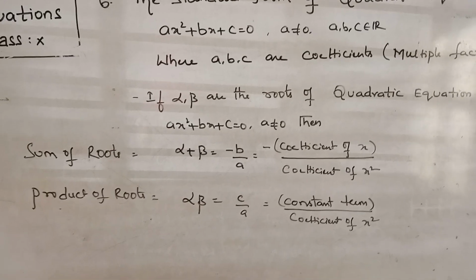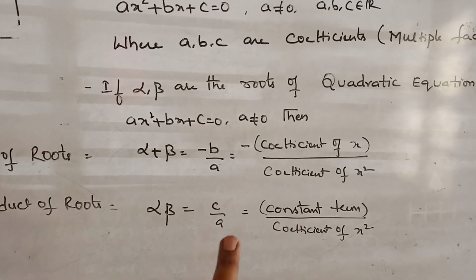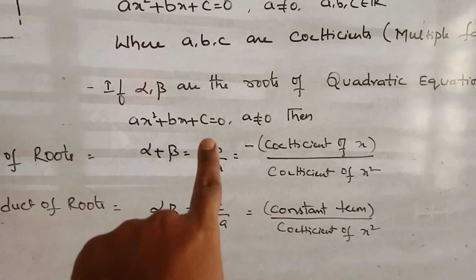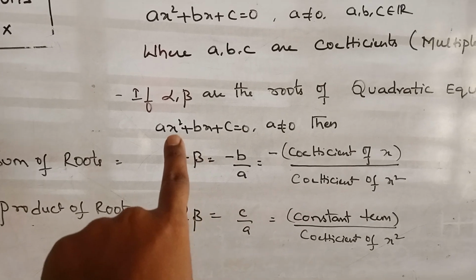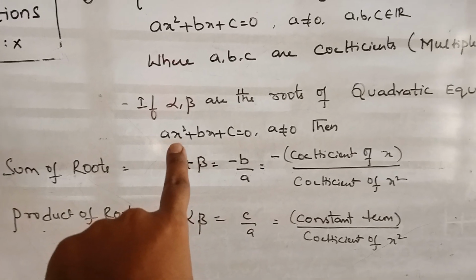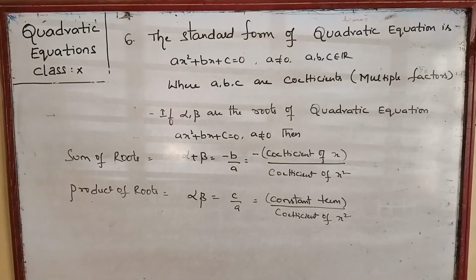but the sum of roots. Product of roots is denoted by alpha beta, that is c by a, where c is nothing but the constant term, that is the c value from the quadratic equation, and the coefficient of x square, that is the multiplying factor of x square, that is a, c by a. I hope you understand this concept.